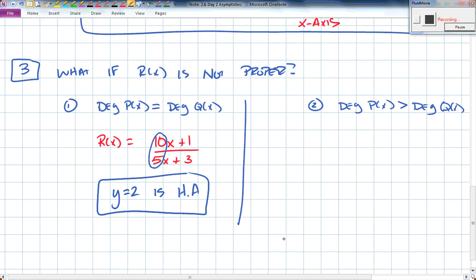Now, the other option is, if the degree is bigger, this is called an oblique asymptote. And that's where we're going next.